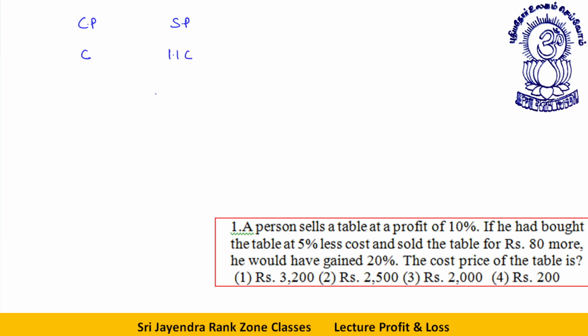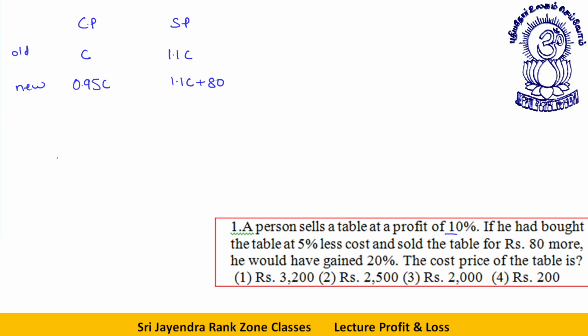10% extra, 1.1 C. A person sells a table at a profit of 10%. This is 1.1 C. If he had bought the table at 5% less cost price, now this is the old case, new case, 5% less means 0.95 C, and sold the table for rupees 80 more, what will be the new SP? This plus 80. He would have gained 20%.